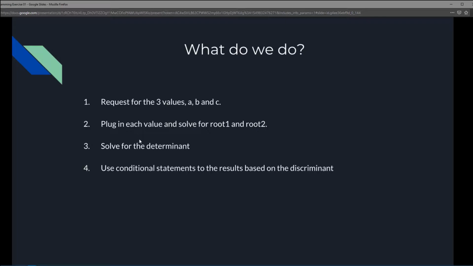Step 3, solve for the discriminant, because we want to find out whether the discriminant is positive, 0, or negative. Depending on what value the discriminant is, we go into step 4 and use conditional statements to display the results based on the discriminant.